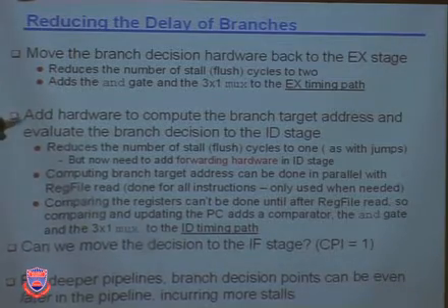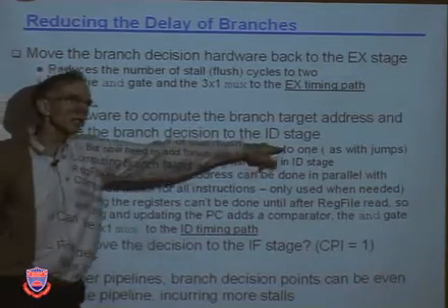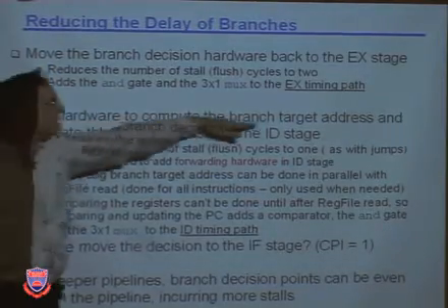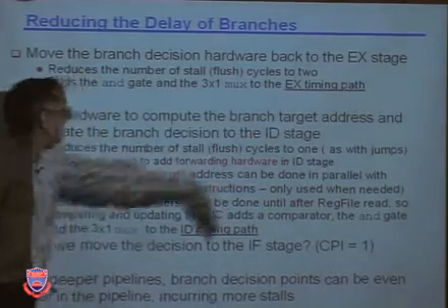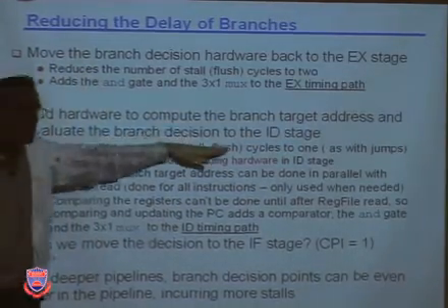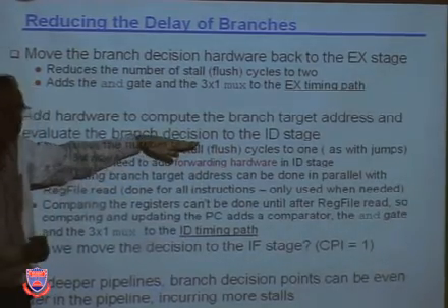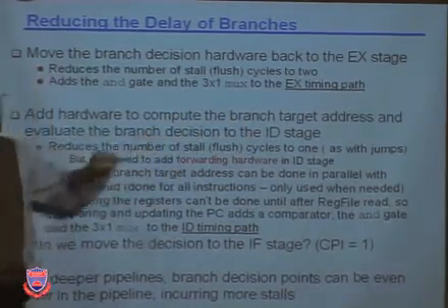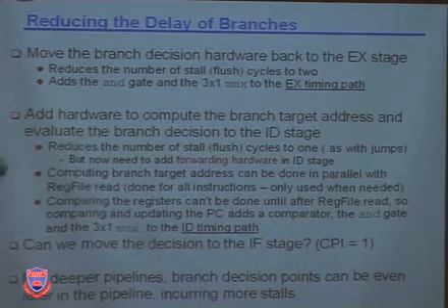Now, I could also try to get it into the decode stage, and that would reduce it by 1 again. So now I would add hardware to compute the branch target address and evaluate the branch decision. So it's both. Do I branch? And if so, where do I go? Both of those now into the decode stage. That would be even better. Right? But it's going to require more things.